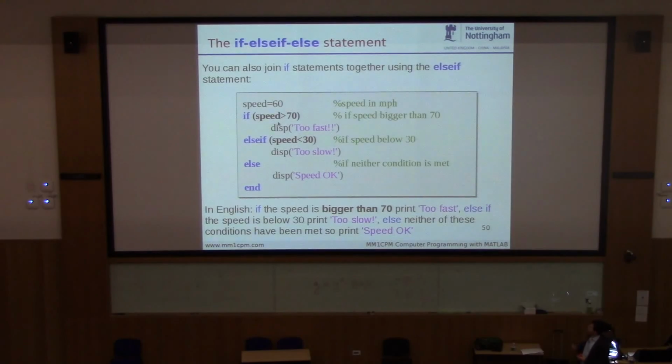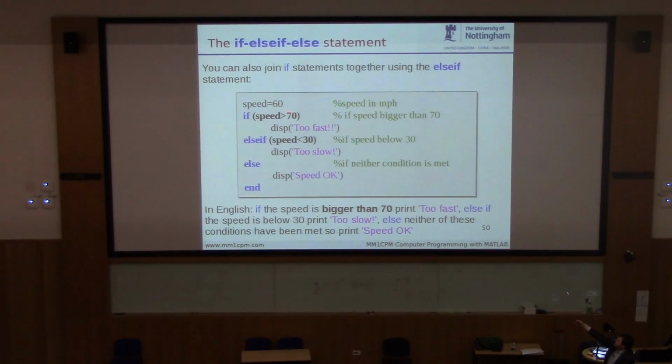So you can also stack these statements. So you can say, if something's true, do this. If that's not the case, check if something else is true, do this. And then if none of those conditions are met, do something else. So this is called an if-else-if statement. So it's very simple.